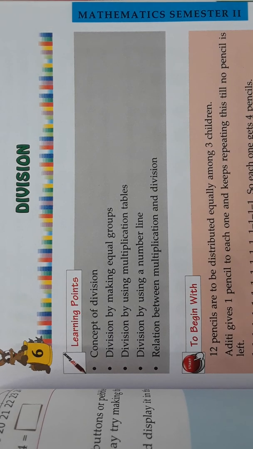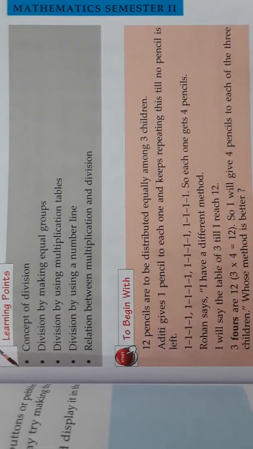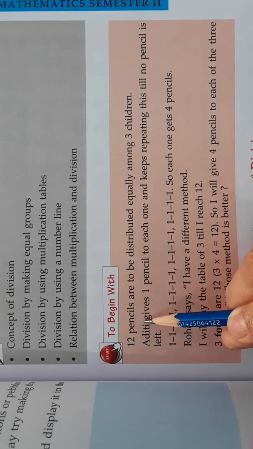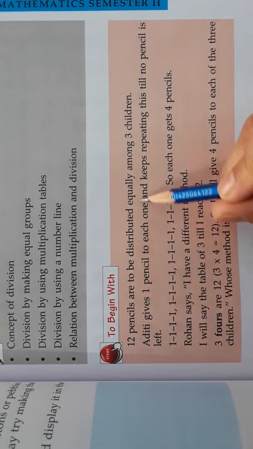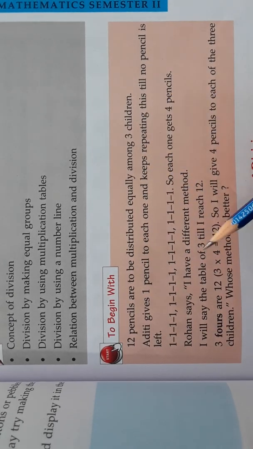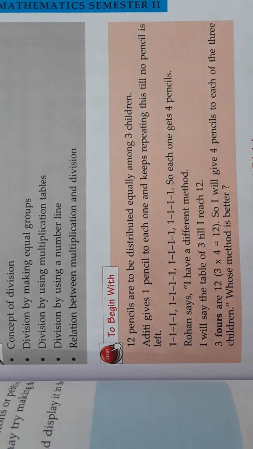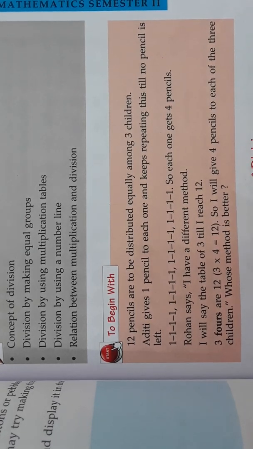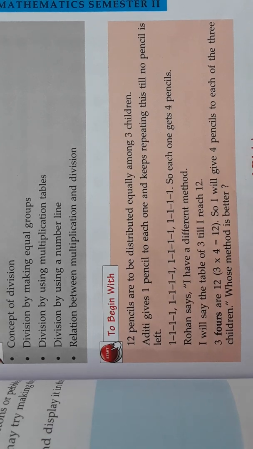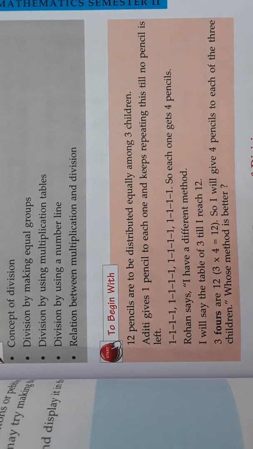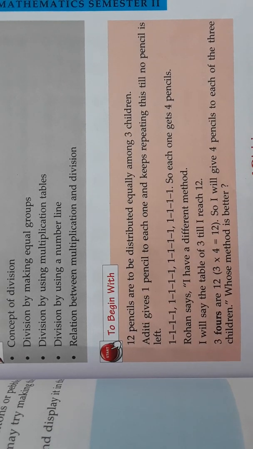Okay children, we'll see one example. 12 pencils are to be distributed equally among 3 children. Suppose I am having 12 pencils, and I am going to give them equally to 3 children. How will I give? Come, we'll see.